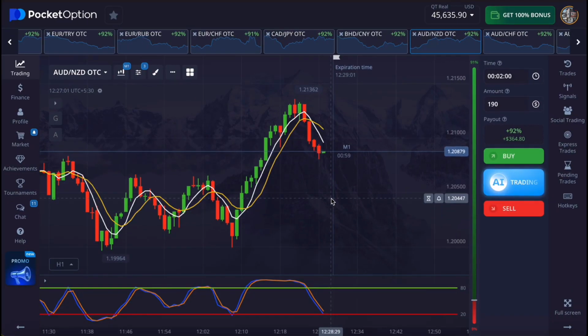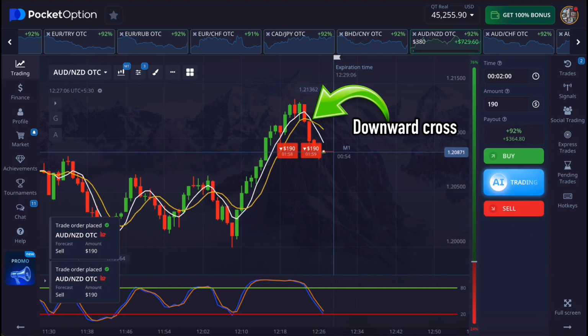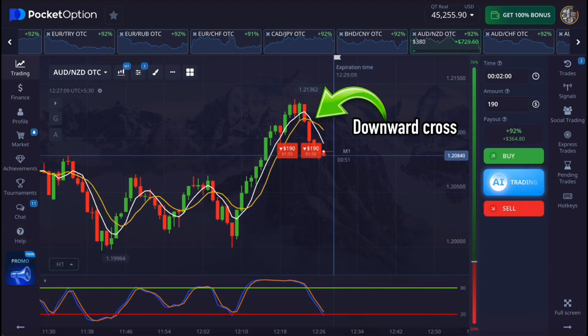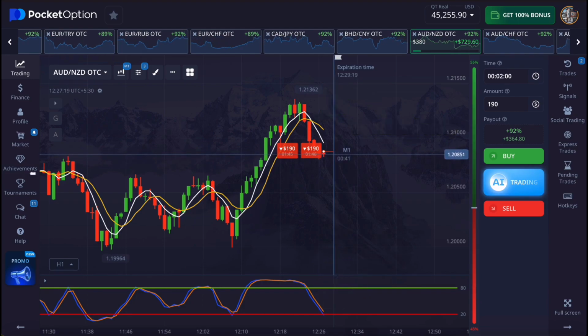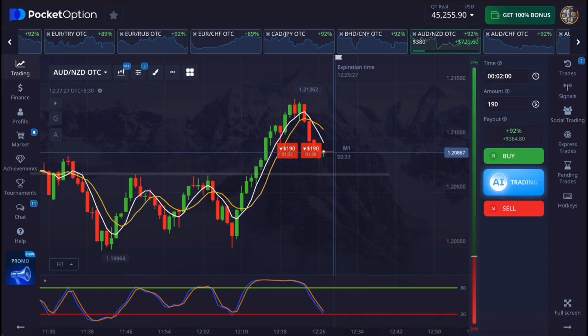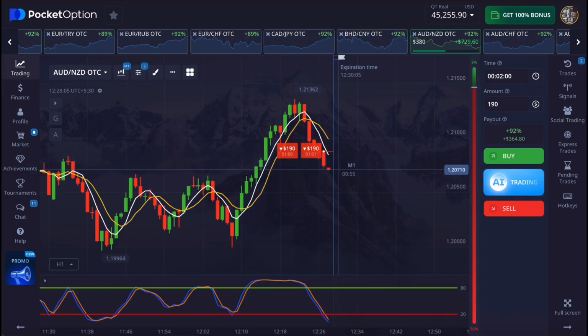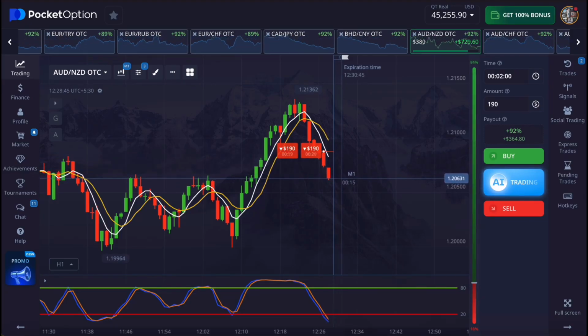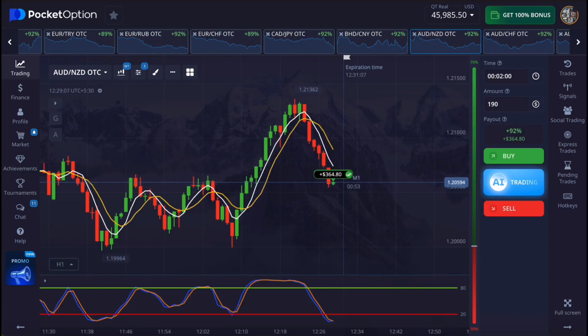So this time two very good signs are visible in the downward direction. As the white and yellow moving average lines have crossed each other quite nicely in the downward direction, and the orange and blue lines of the stochastic oscillator are indicating a strong downtrend in the market. There is a support level here, and the market can reverse from here, but by then our expiry timing will be over. Amazing, my entry here has won.